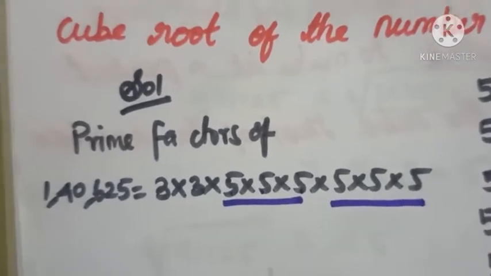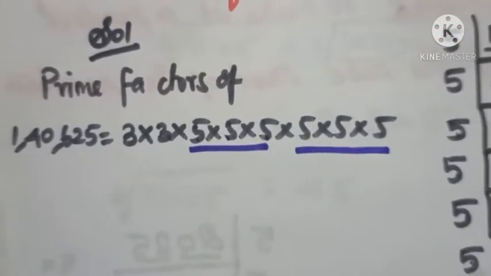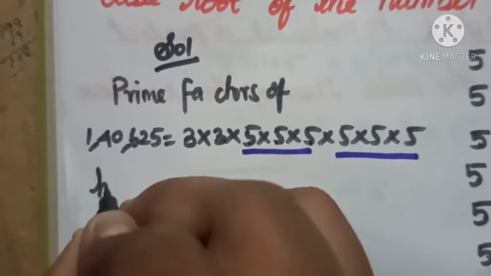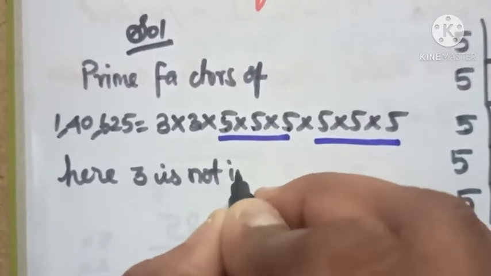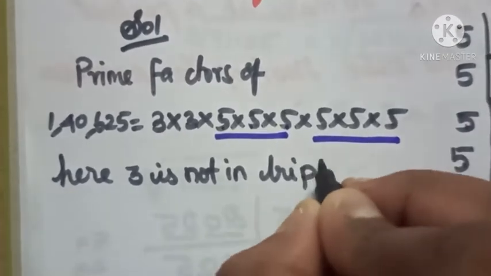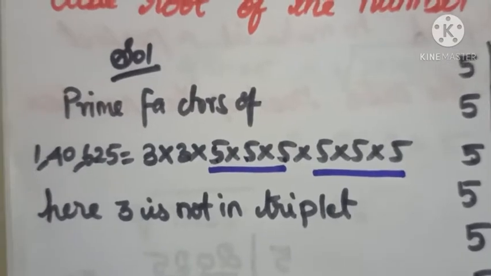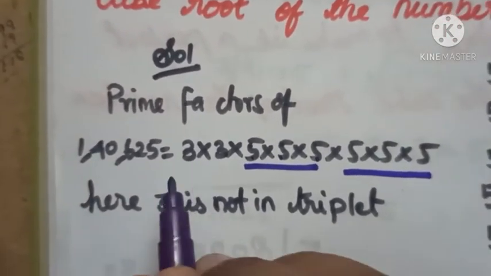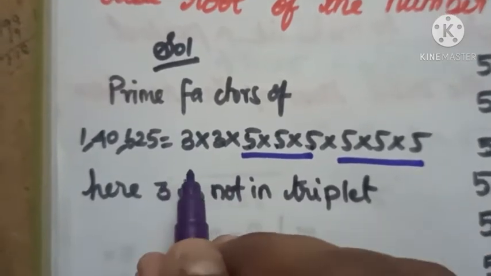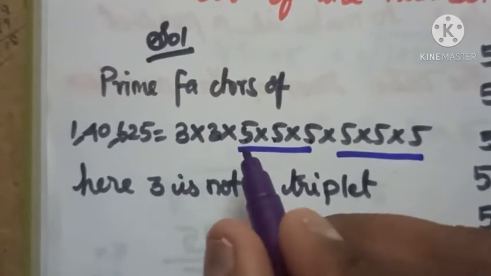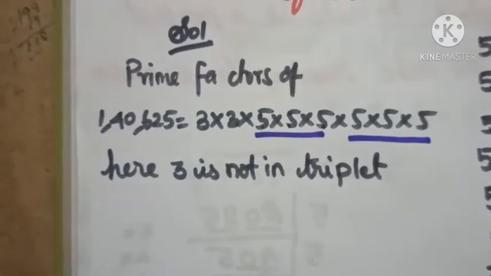Here which one is not in a triplet? Prime factor 3 is not in a triplet. Here 3 is not in a triplet. So you need not multiply to make one. We want to divide. So how many numbers do we need to cancel? We need to cancel 3 times 3. Okay, smallest number.